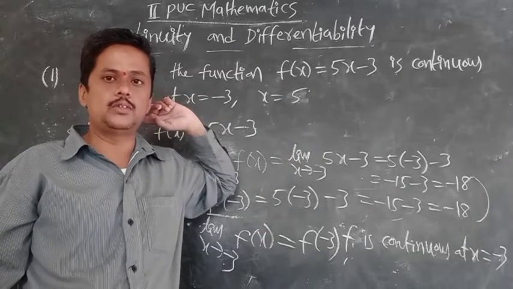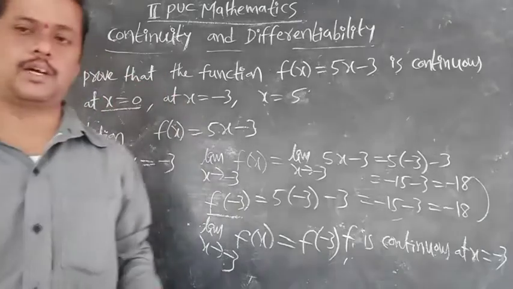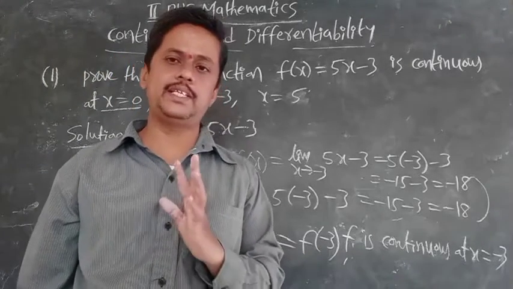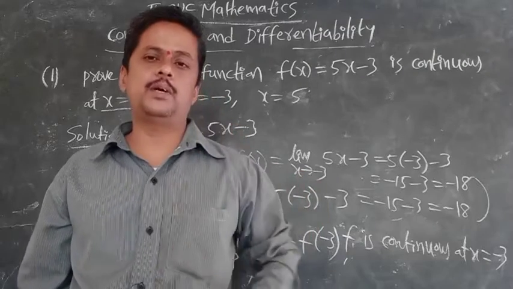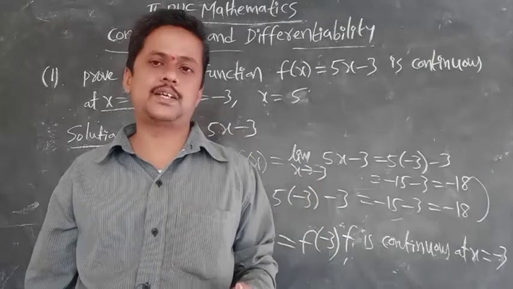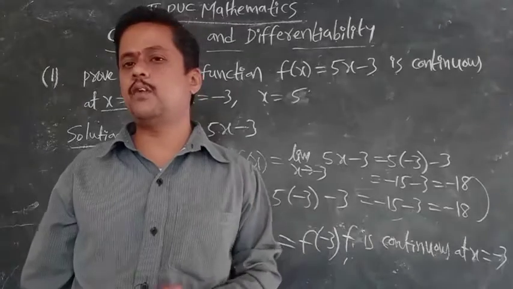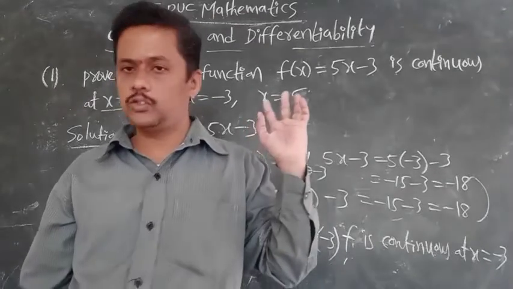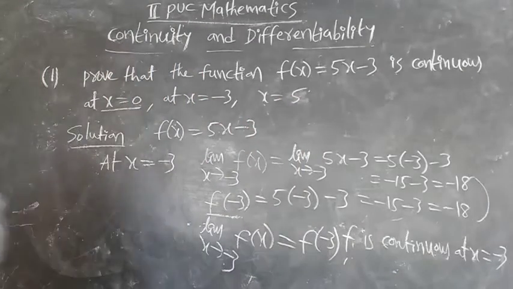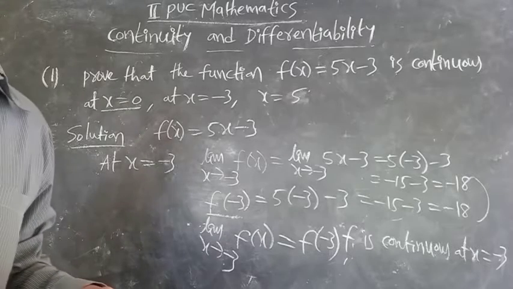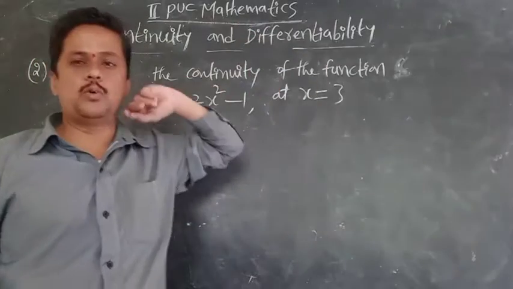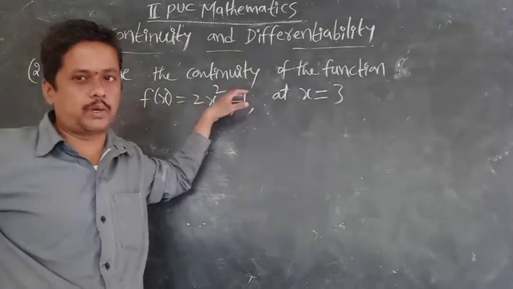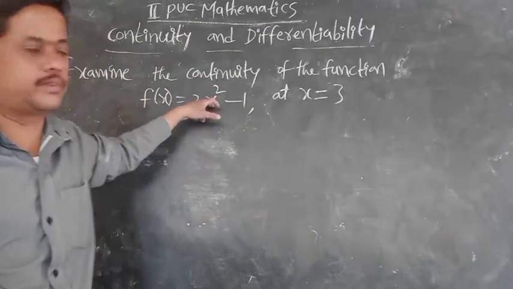So my dear students, very easy concept. When can we tell a function is continuous at x equal to c? We have to satisfy the condition: limit as x tends to c of f of x is equal to f of c. I will give one more homework also. The last problem is also homework, and you have to do this one also. I will tell how to do this one.